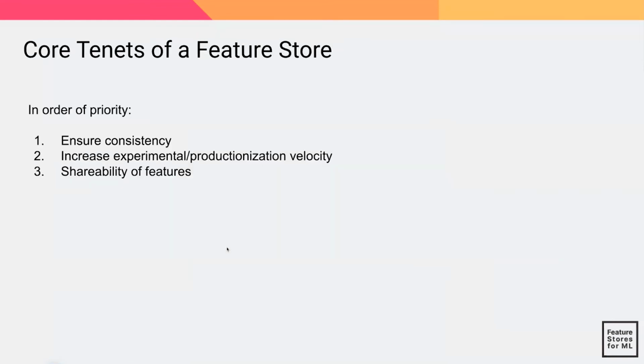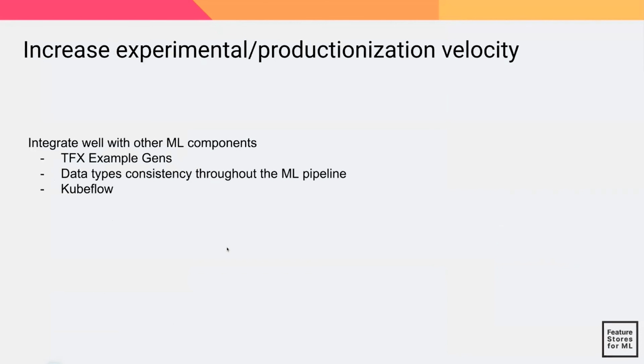All right, so that's consistency. And now the next two sections are a lot shorter, so don't worry. Next, I'll talk about increasing experimental productionization velocity. Here we want to integrate well with other ML components. So we're looking at TFX example gens to integrate well with TFX pipelines.